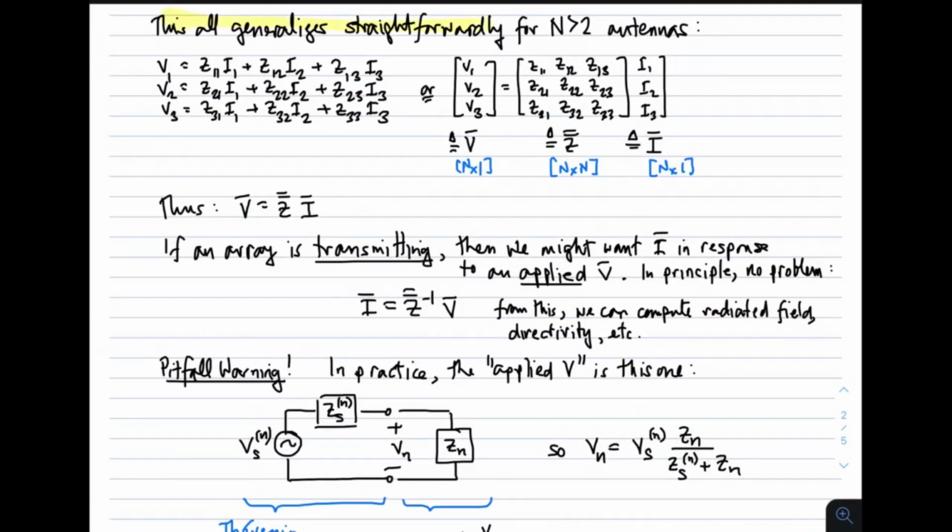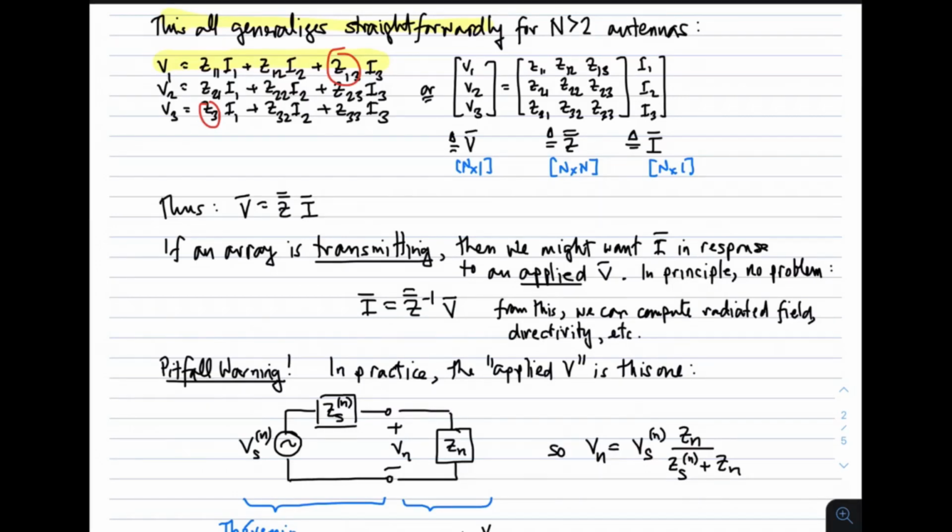All of this generalizes straightforwardly if you have more than two antennas, right? Because we could simply take those same equations and expand them out to account for a third current on a third antenna and the associated mutual impedance here and here. So the dimensionality of these equations just expands.